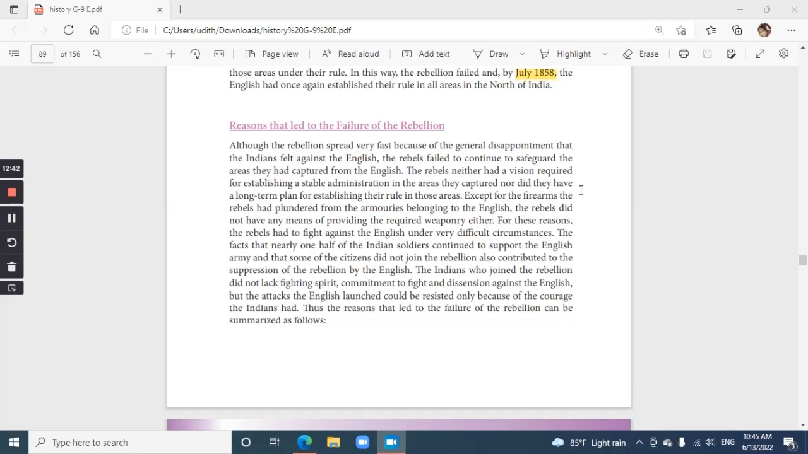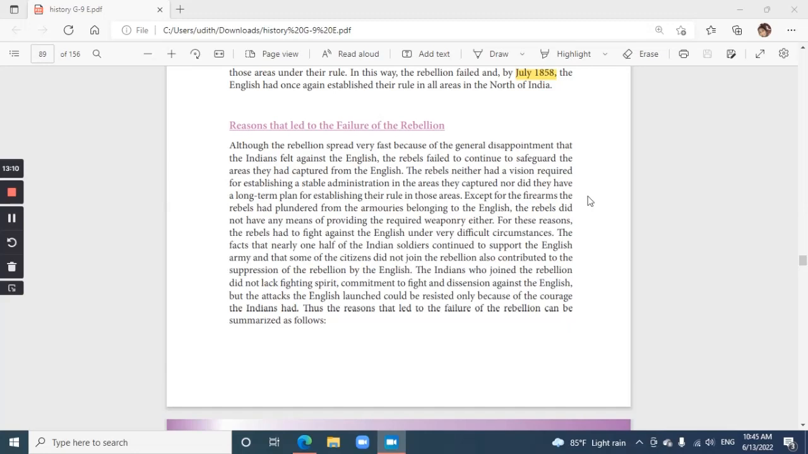So, except for the few arms the rebels had captured from the armories that belonged to the English, the rebels did not have many means of providing the required weaponry either. The English had different kinds of weapons and different types of equipment to fight. But the rebel soldiers did not have these kinds of weaponry either.